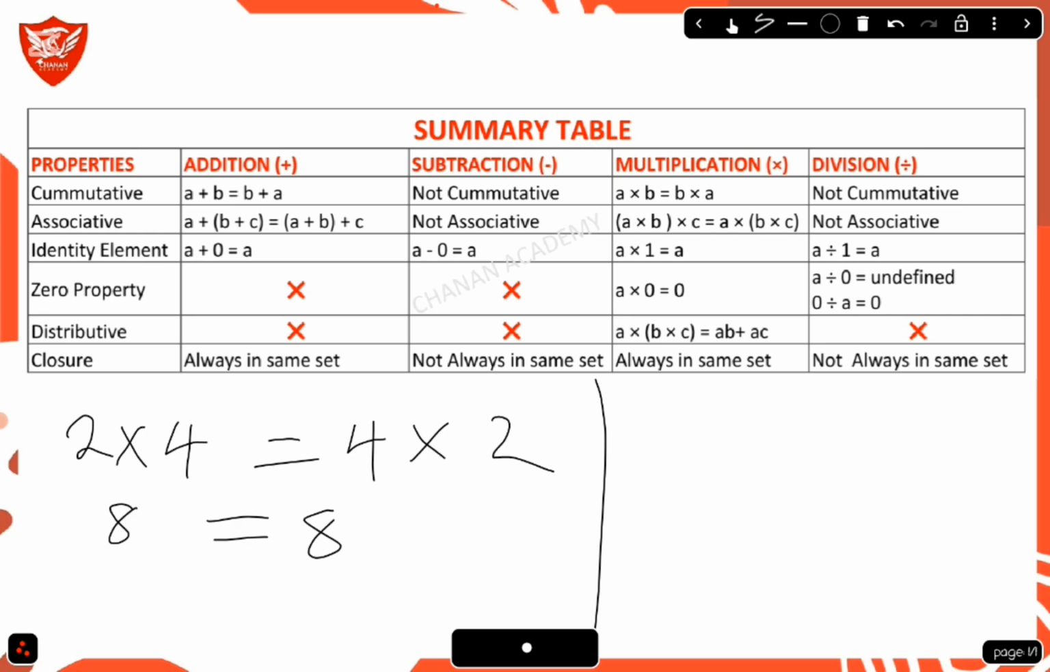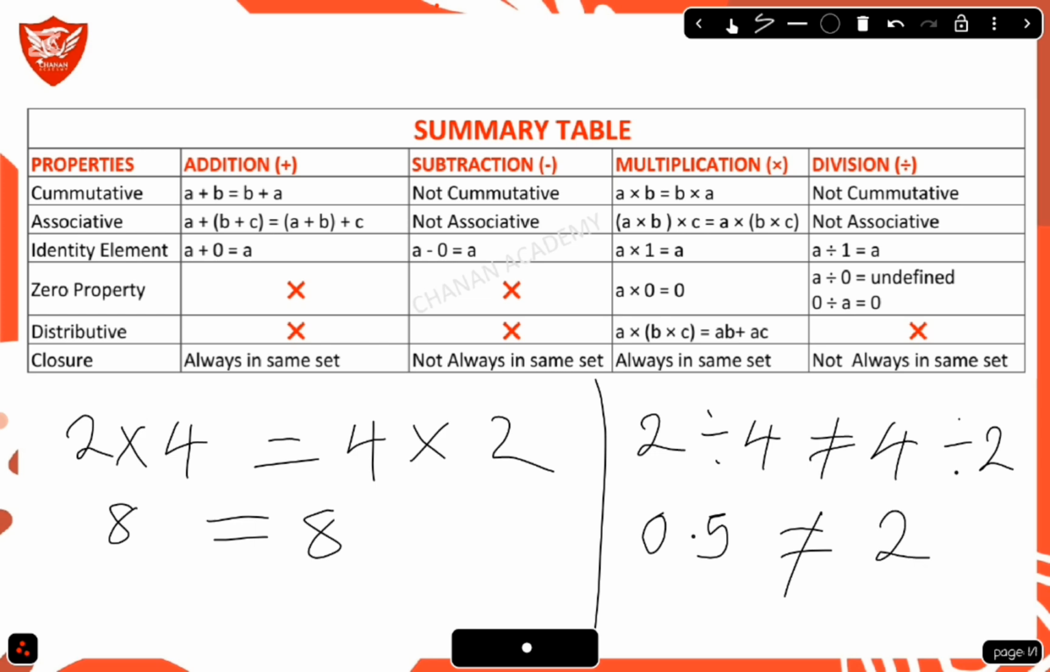Division is not commutative. Let's check why. 2 divided by 4 is not the same thing as 4 divided by 2. If 2 is divided by 4, the result will be 0.5. And if 4 is divided by 2, the result is 2. You can see that the left hand side and the right hand side are not the same. So we can say division is not commutative.